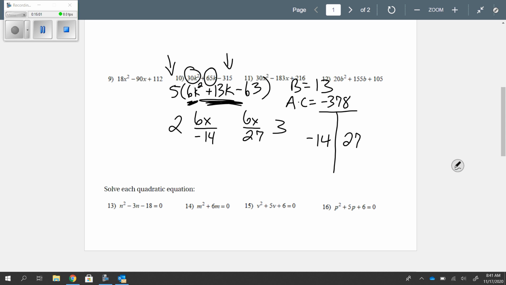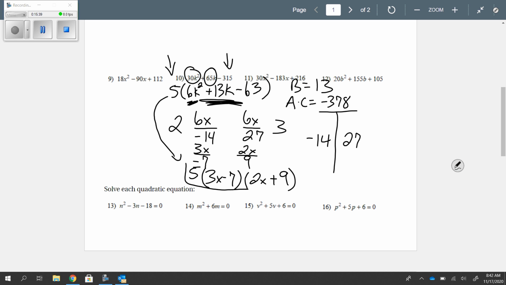So 6 divided by 2 is 3x, over negative 14 divided by 2 is negative 7. And then over here, divided by 3, we get 2x over 9. Neither of those can be simplified anymore. So we have 3x minus 7 along with 2x plus 9. And then the last thing we do is bring the greatest common factor down, and we are done.